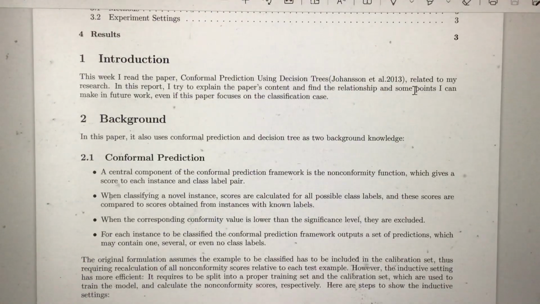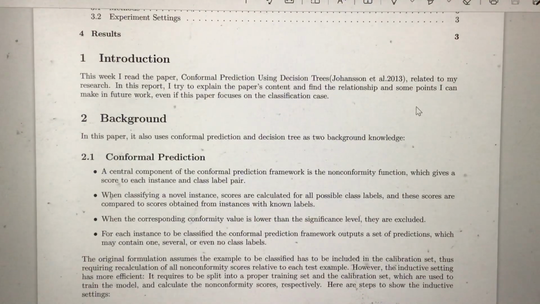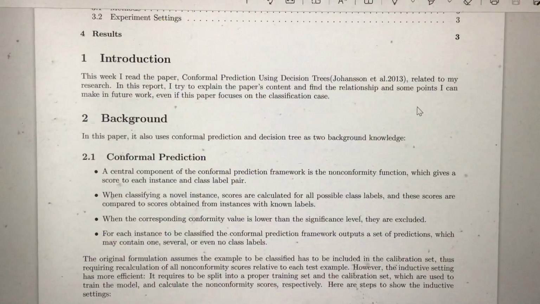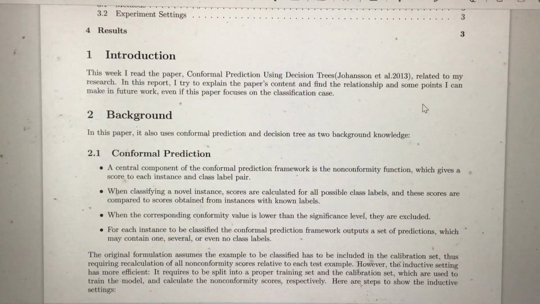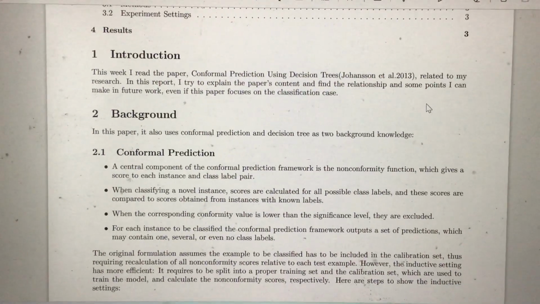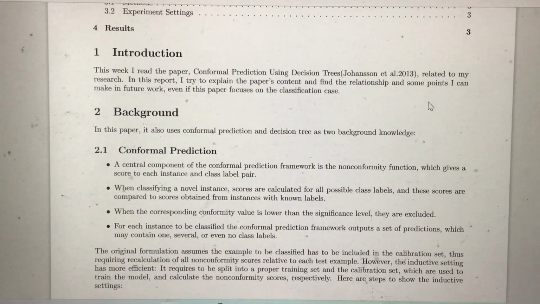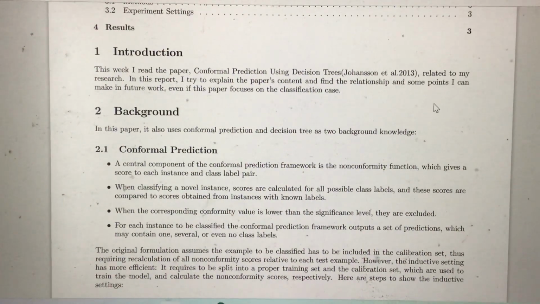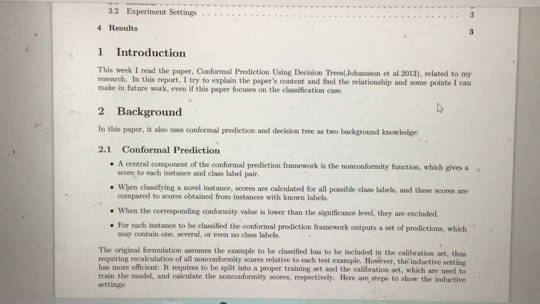I will try to explain this paper's content and find a relationship and some points I can make in my future work. Even if this paper focuses on the classification case, my research is focused on the regression case, but I think there's something similar. So let's try it out.